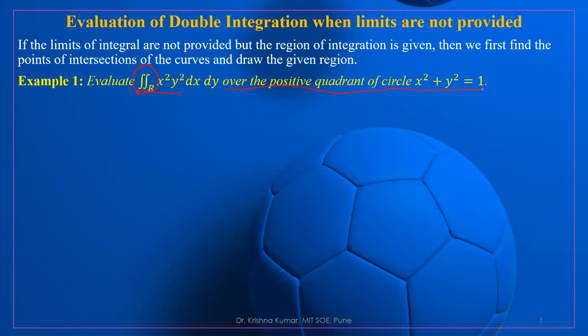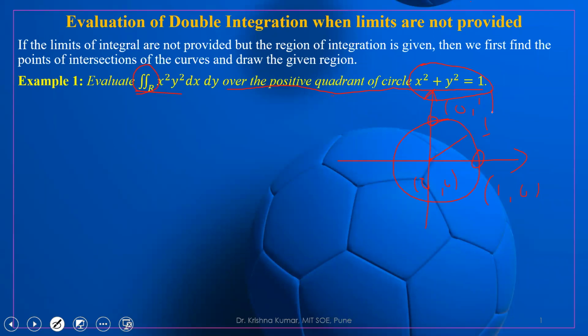So now what is the area of integration? It is the positive quadrant of the circle x square plus y square equal to 1. If you want to find the area of integration, we have to trace the given circle. So this is the circle, this is (0, 0), and the radius of the circle is 1. So this point is (1, 0), and this point is again (0, 1).